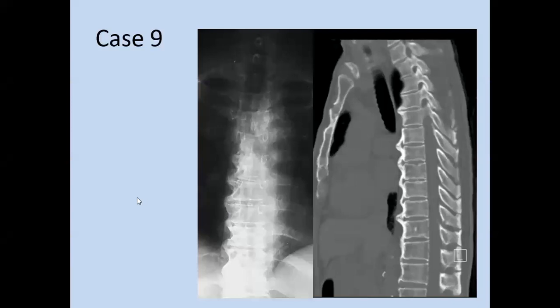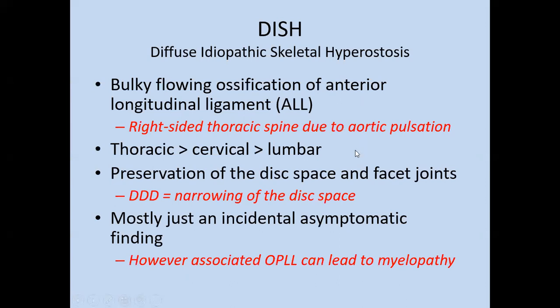Also. Okay, so DISH. I included DISH here as an SPA mimicker. Sometimes people get this confused and they call it SPA, but it's actually not SPA. So what is DISH? Diffuse idiopathic skeletal hyperostosis is bulky flowing ossification of the anterior longitudinal ligament, as you said. It is on the right side of the thoracic aorta due to aortic pulsation. And it characteristically preserves the disc. So that's how you differentiate DISH from, for example, degenerative disc disease.